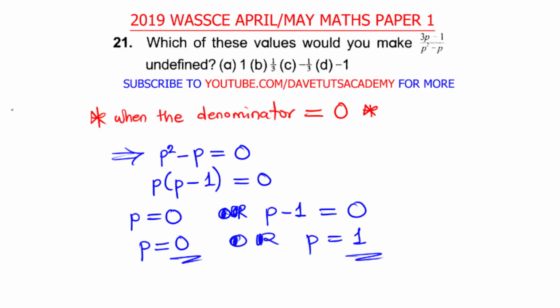So any of these will make the expression undefined. And looking at the options that we have, even though we don't have 0, option A is telling us that we can consider 1, and that will be the correct answer in this case. Taking 1 will make this expression undefined, because then the denominator will be 0, and if we divide any number by 0, that will be undefined at this level of our mathematics. So option A is the correct answer.